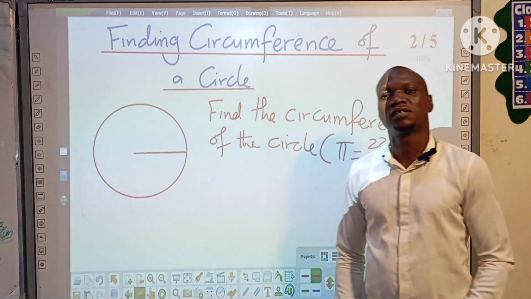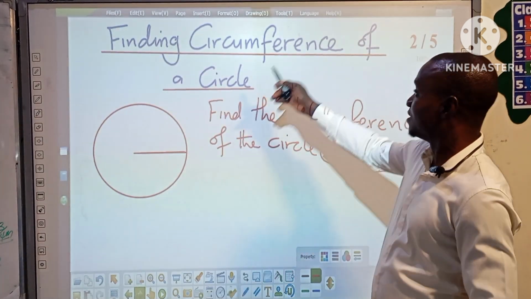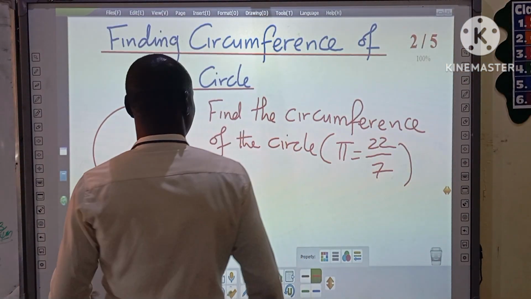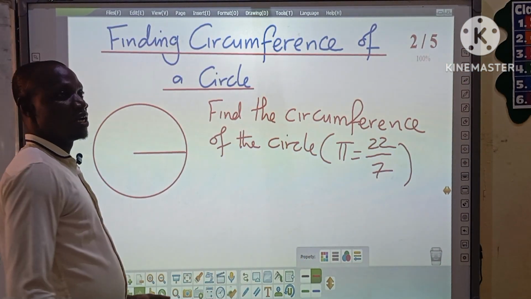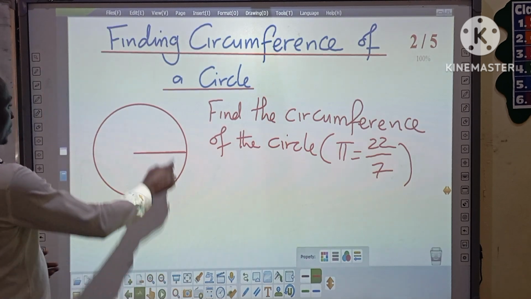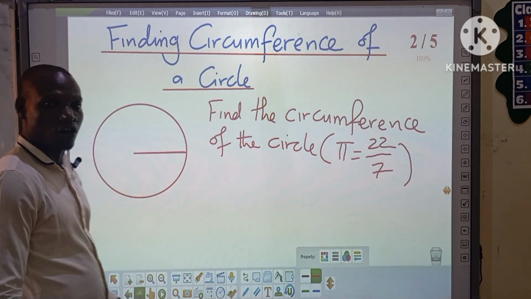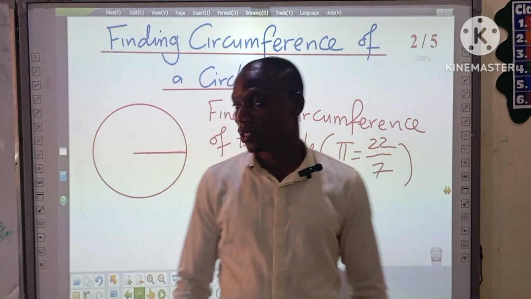In today's class, we shall be finding the circumference of a circle. Now, what is a circumference? The circumference of a circle is the line that moves around the circle. The total distance around the circle is called the circumference of a circle.